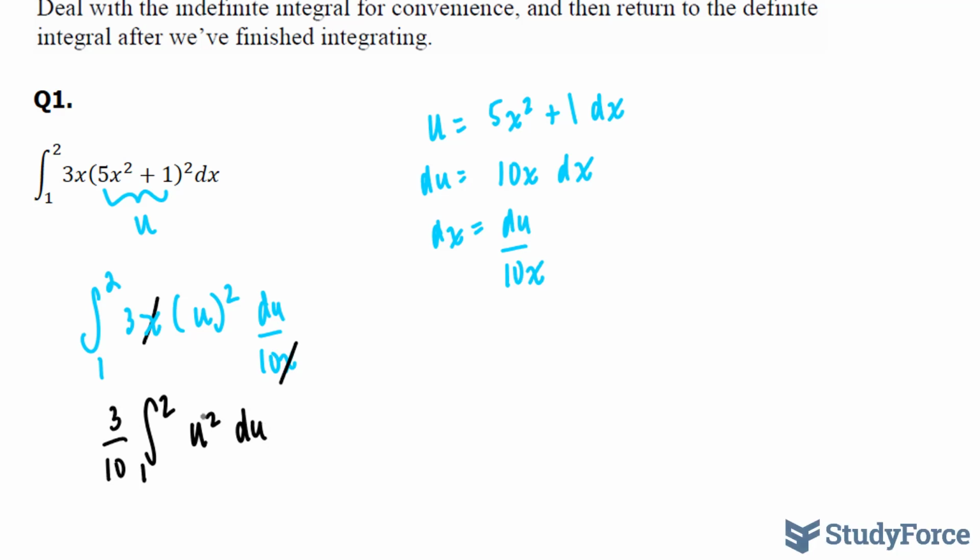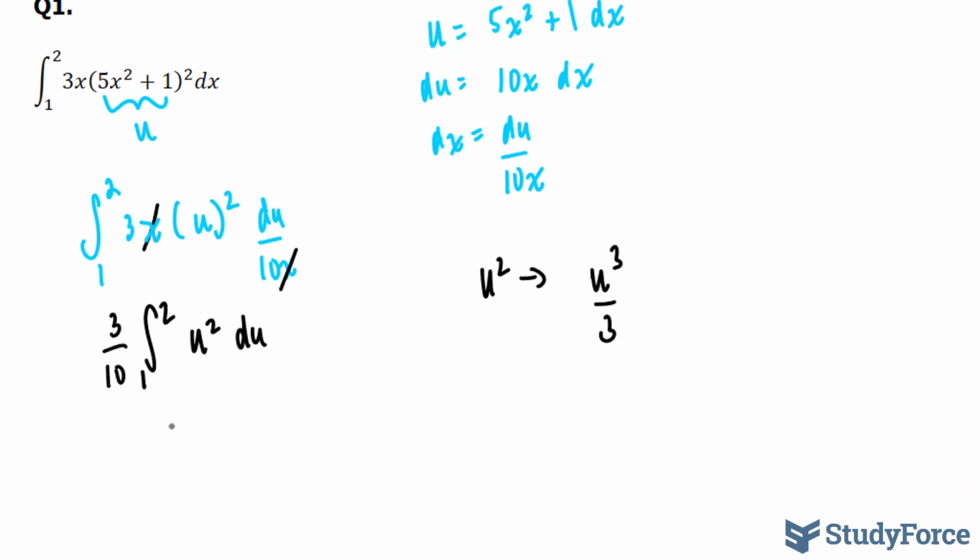The next thing is to find the antiderivative of u to the power of 2. u to the power of 2 has an antiderivative of u to the power of 3 over 3. And I'm going to substitute that back in, where we have 3 over 10, this thing, over 3, and the 3's can cancel out right away, plus c. So we have u to the power of 3 over 10 plus c.